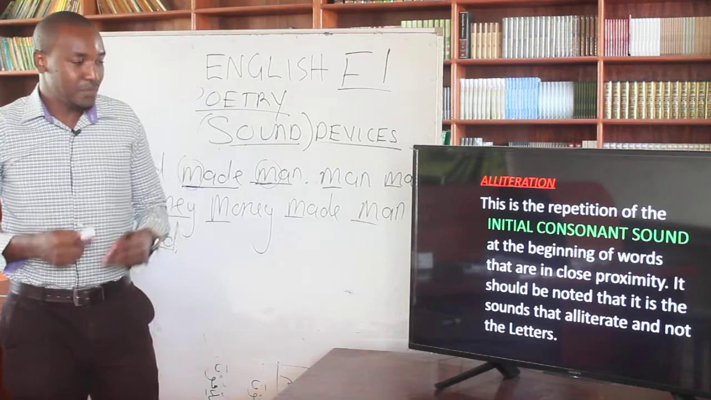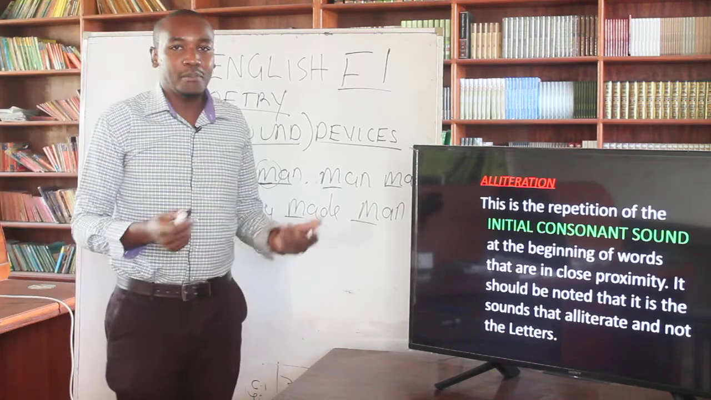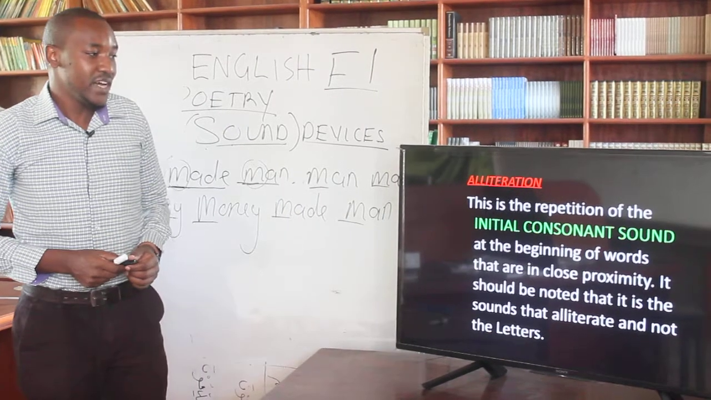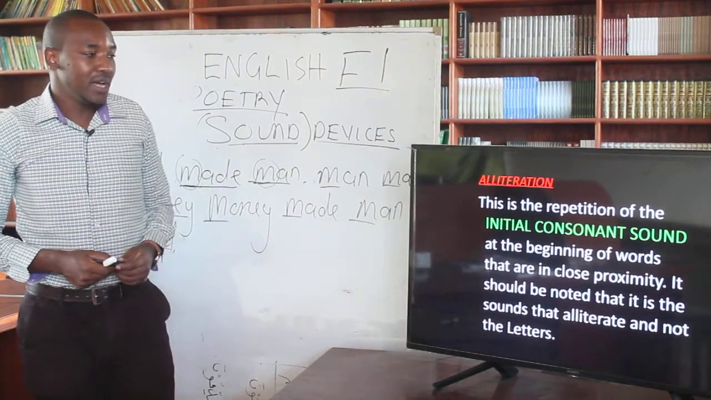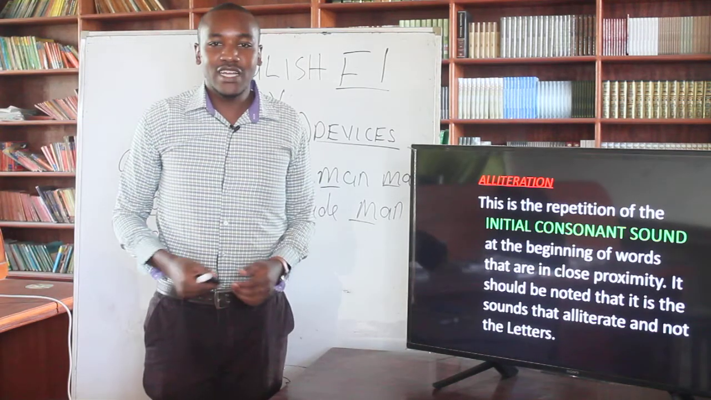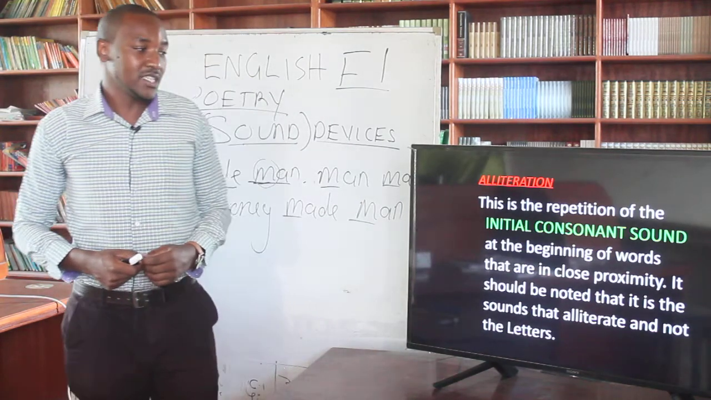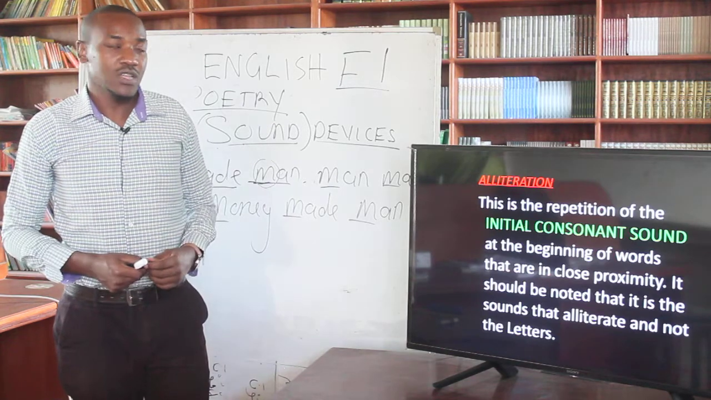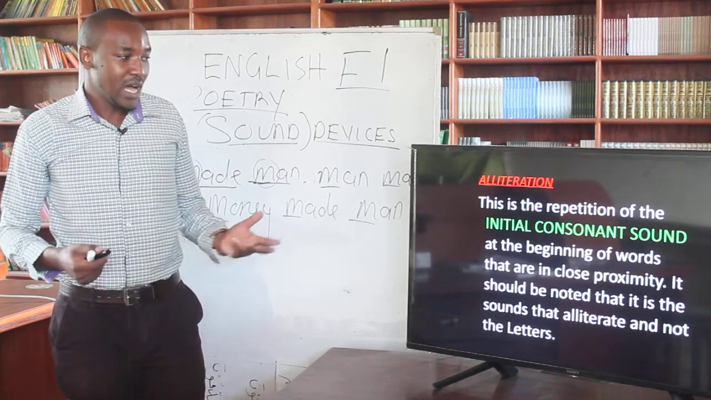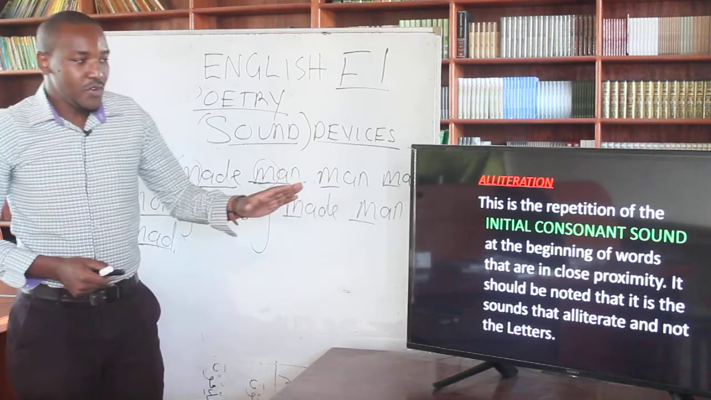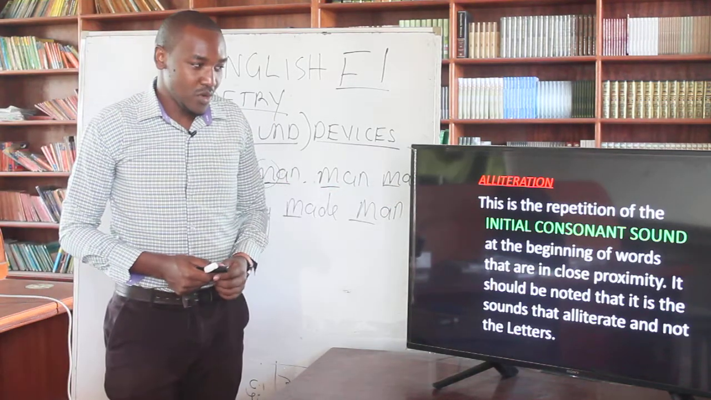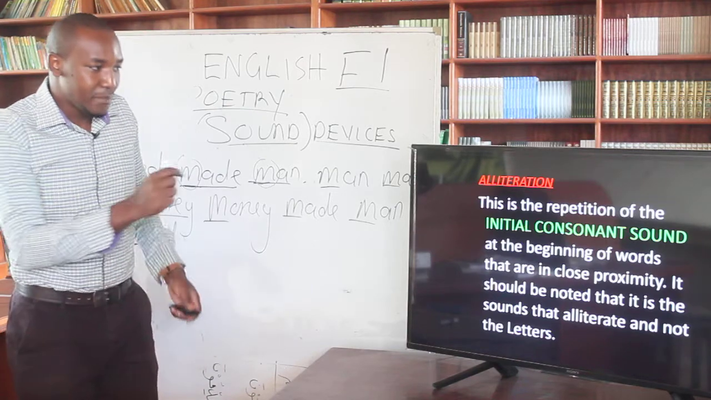Alliteration is very nice. It makes a poem or a song very entertaining because it enables you to remember, and therefore it's easy. That's why it's very easy for us to grasp and understand some of these songs that we have around, because they have a lot of such sounds. Now, we have known it is the initial consonant sound. And where is it? At the beginning of a word.